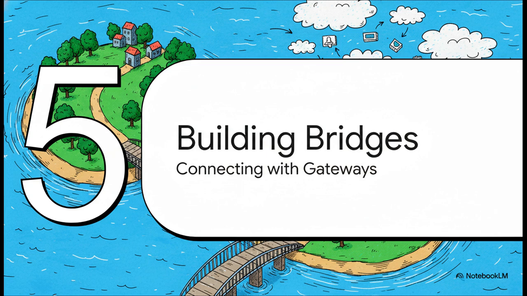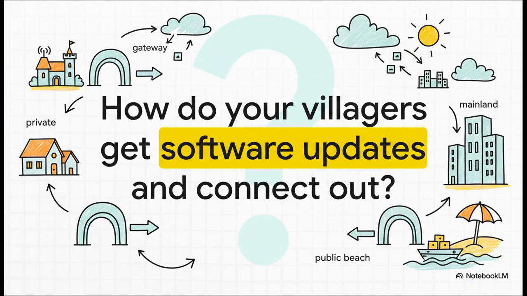So our island is zoned and it's secure, but right now it's also completely isolated from everything. To be useful, it needs a way to safely connect to the outside world. We need to build some bridges. So how do the residents of your private village get supplies, like software updates, from the mainland? And how do visitors even get to your public beach in the first place? Well, the answer lies in building specialized gateways.